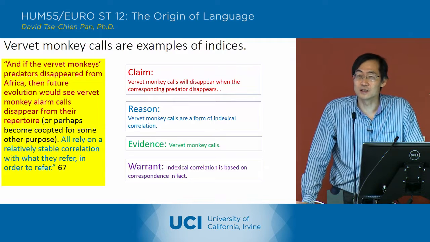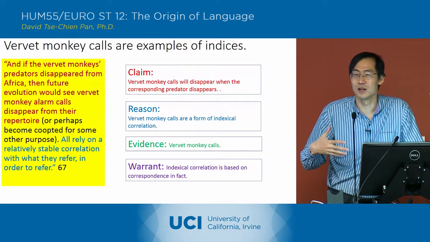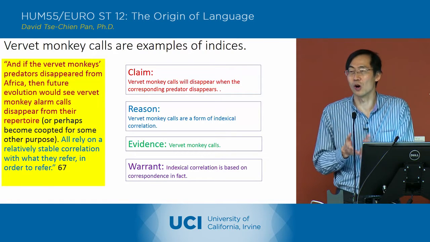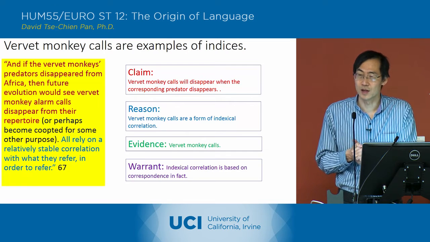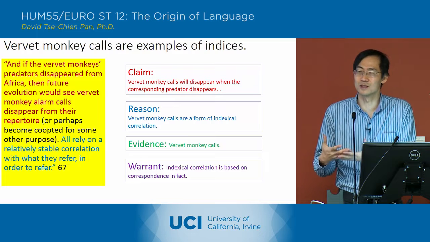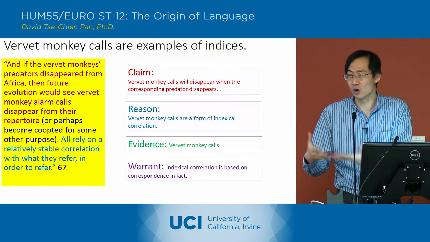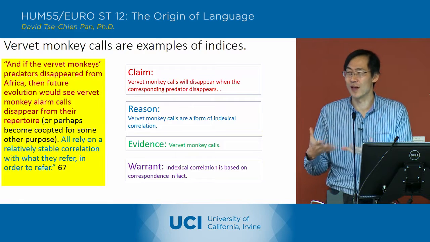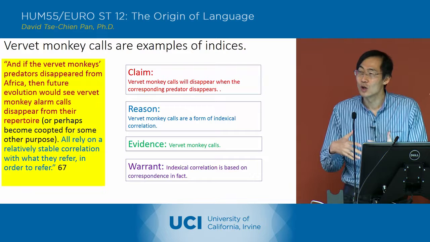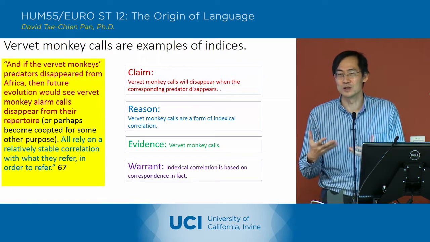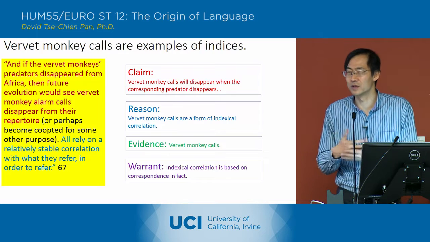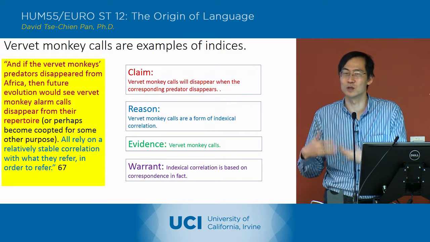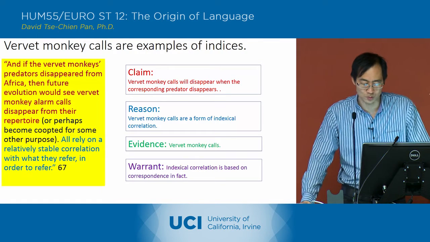What Deacon indicates is that this is clearly an example of an indexical type of sign, in which each call corresponds to a very specific predator. It depends upon a correspondence in fact between hearing the call and the presence of that predator. And if, for instance, eagles were to disappear from that environment, that call would presumably disappear as well, because there would no longer be a constant reinforcement of the indexical connection, which depends upon this correspondence in fact.